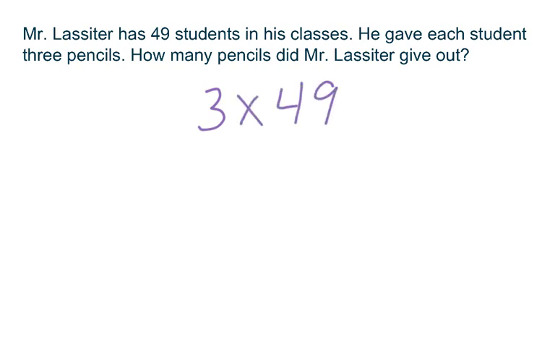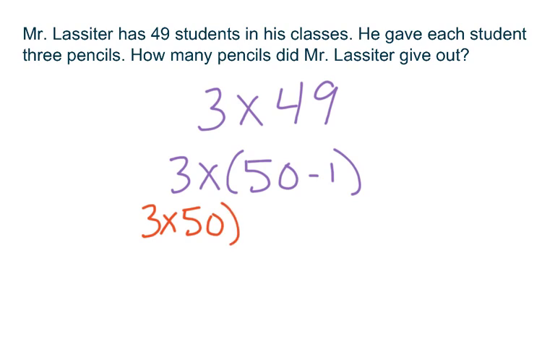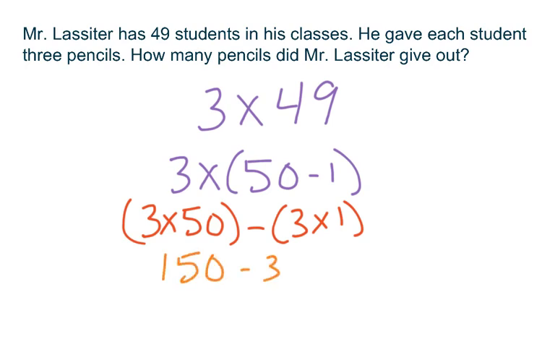Now, using some of the strategies that I've talked about earlier, I could make this problem even simpler for myself. I don't have to do my area model to solve this problem. I could set it up as 3 times 50 minus 1. And then I would expand, so 3 times 50 minus 3 times 1. 3 times 50 is equal to 150. Minus 3 gives me my total of 147 pencils.